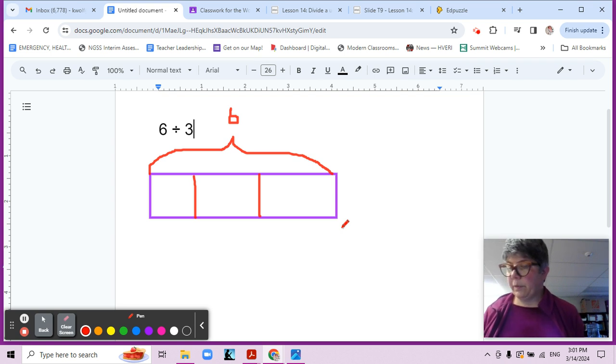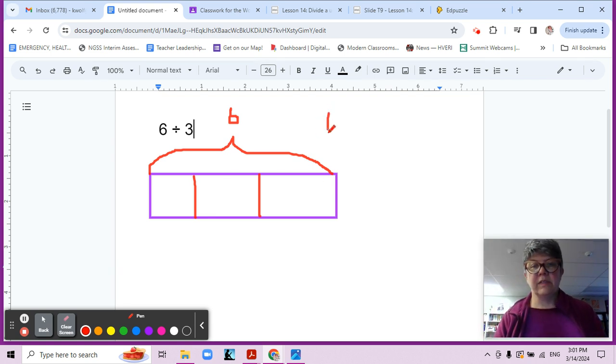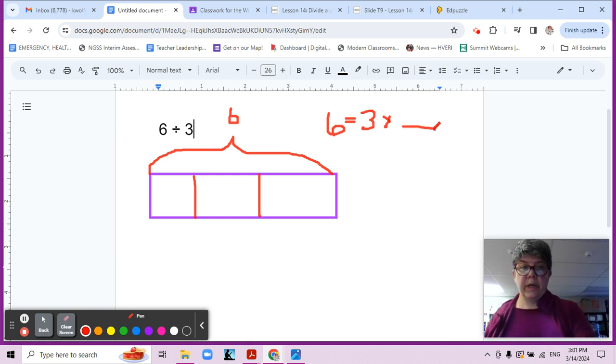We know that when we divide, we're finding an unknown factor. So when the divisor represents the number of groups, we can think 6 is 3 groups of what, right? Or 6 is equal to 3 times what? Okay, so 6 is 3 groups of what? And what would the quotient be? The quotient would be 2, right?